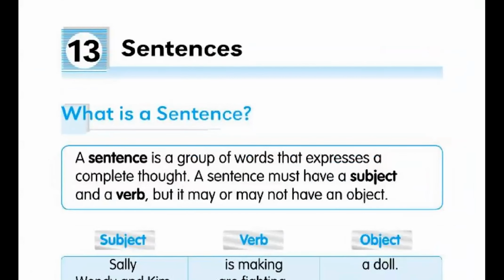After completing all 8 parts of speech, now we are going to the concept of sentences. With the help of the 8 parts of speech, noun, pronoun, adjective, verbs, adverbs, preposition, conjunction, and interjection, we can form sentences. Without the 8 parts of speech, we cannot form sentences. Once we have studied all the 8 parts of speech, then we can form sentences with the help of that. Now let's see what is a sentence.